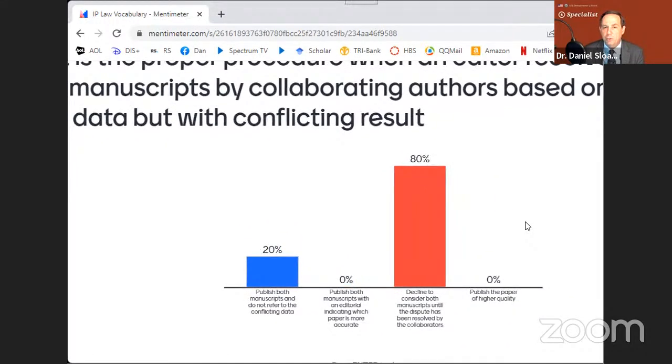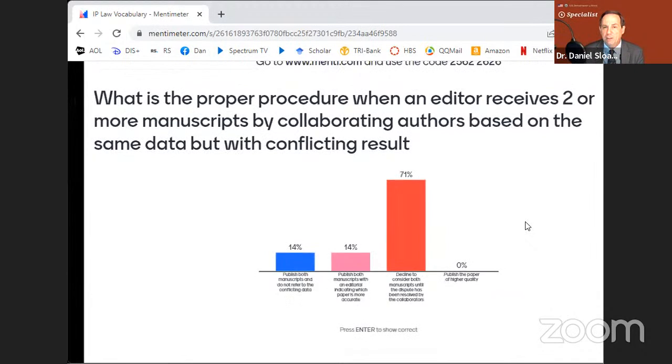Which would you do? And that's very common as well, where you're going to publish something, put it into the public record, and that way there will be a copyright. But what if you have collaborators with different results? Each one is going to claim ownership, assuming that they would, and the results are different based on the same data.